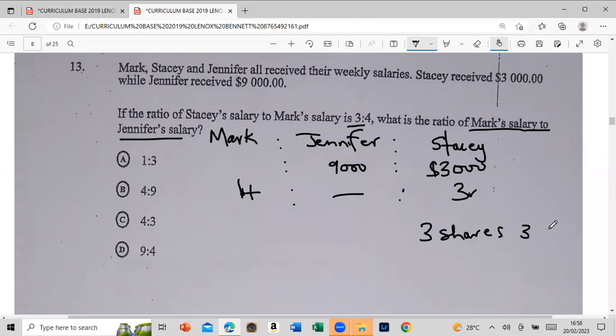Now I want you guys to answer this question. If 3 shares is equal to $3,000, what is 1 share equal to? Alright, so we simply just divide 3,000 by 3. We get 1 share, right? Because 3 shares make it up, so 1 share is 1,000.